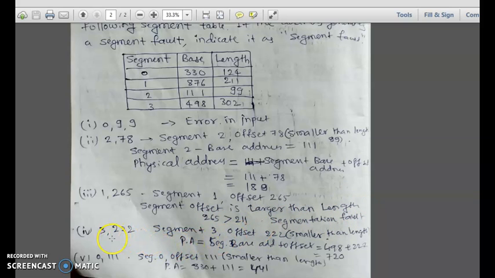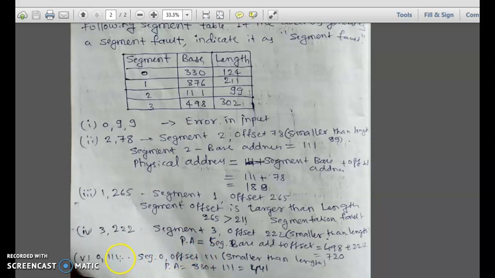3, 222. We have segment number 3 and the length is 302 here. So for segment 3, offset 222 is smaller than the length. Therefore, we can calculate the physical address as segment base address plus offset. The base address of segment 3 is 498 plus offset 222 here, that is 720.